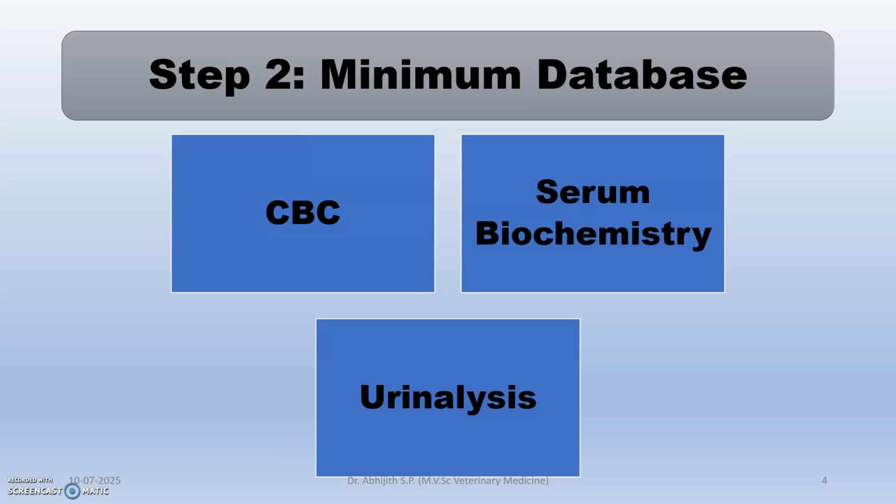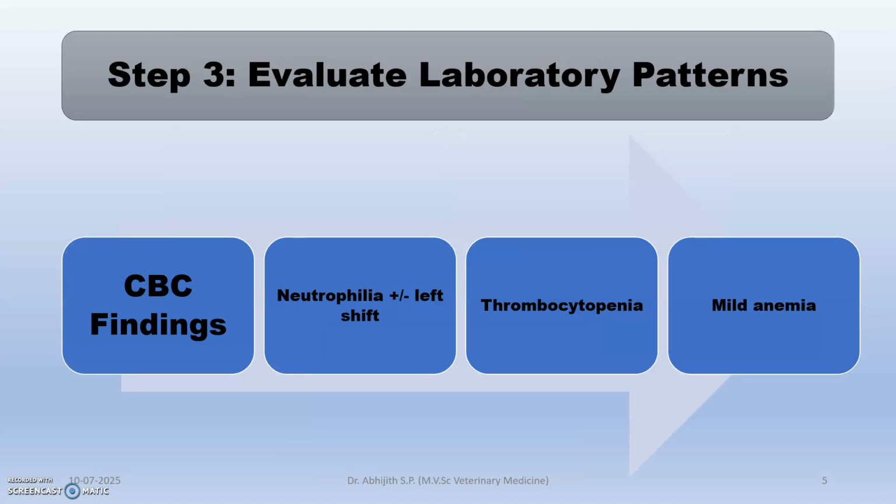So the minimum database in all these cases: first of all, we should get a CBC, serum biochemistry, and a urine analysis. These are the basic minimum databases that should be with us whenever we are going to make a diagnosis or put leptospirosis into the differential diagnosis list.